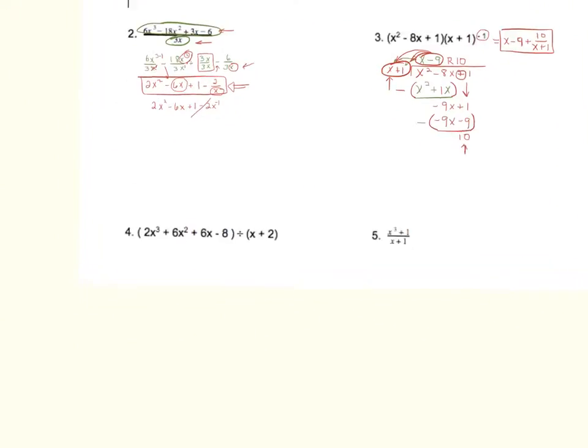See if I can find problem 4 here. There we go. Problem 4, we can clearly see this is a division problem, so I'm going to set it up like long division right away. X plus 2, and I got to divide that into 2x cubed plus 6x squared plus 6x minus 8.